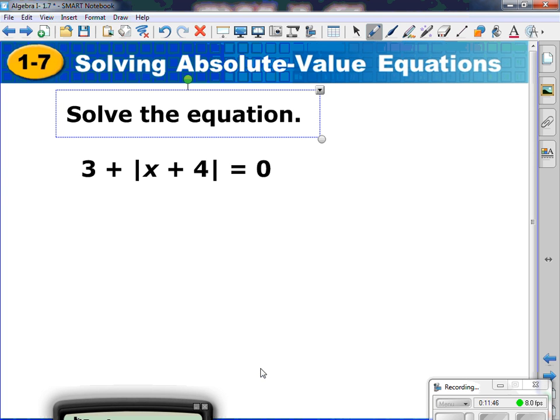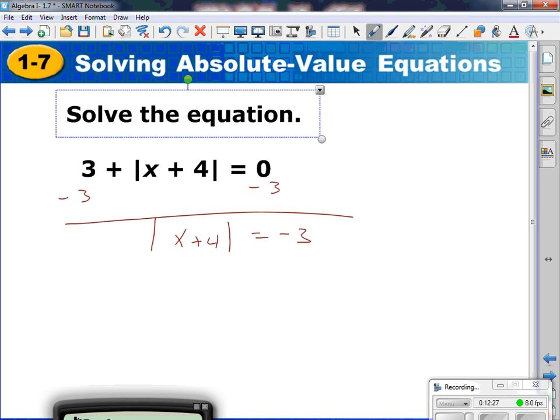Here's this one. I have 3 plus the absolute value of x plus 4. What do I have to do first? Subtract the 3. Subtract the 3, subtract the 3. Absolute value of x plus 4 is equal to negative 3. What do I know about absolute value? In general, what does absolute value do? It changed it to positive. I have absolute value of x plus 4 equals a negative 3.